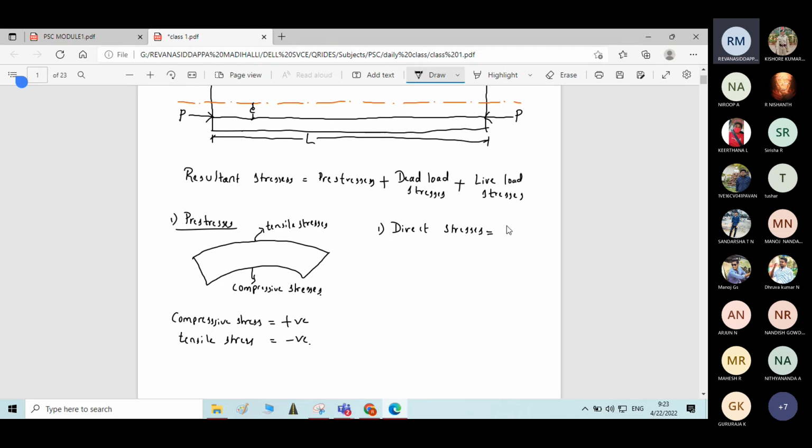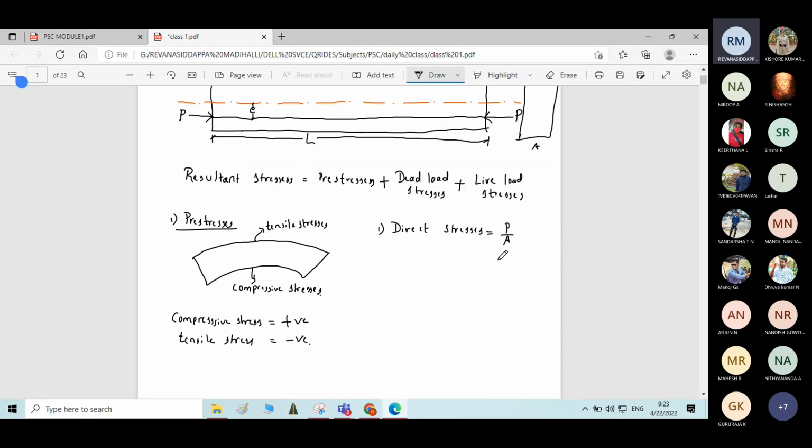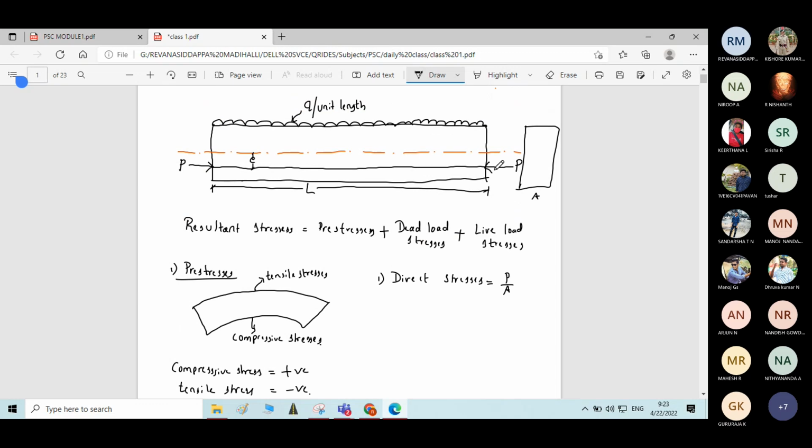It is directly the load divided by the cross-sectional area of the beam. If you assume some cross-section of the beam, the direct stress due to prestressing force P is directly P by A. Along with that, this prestressing force will also cause bending stresses at both the top and bottom fiber.